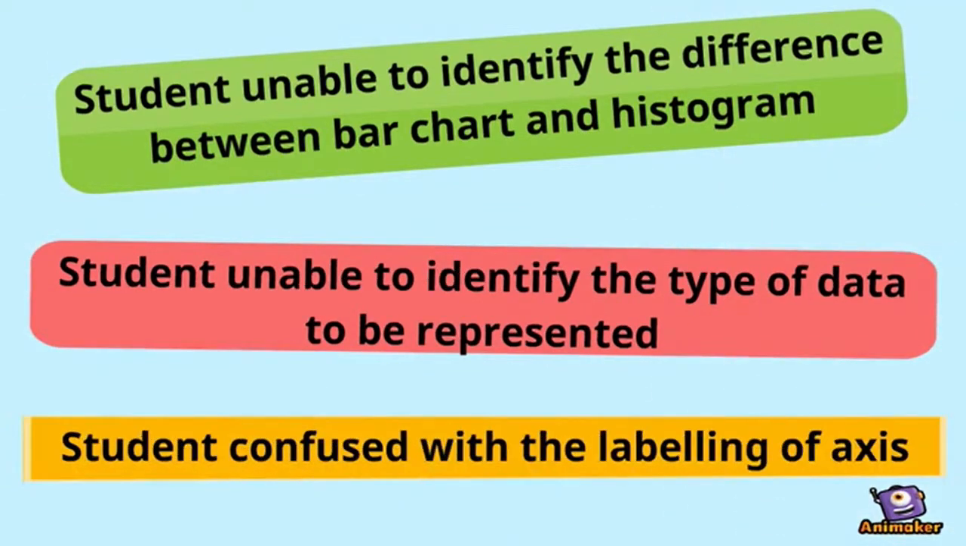Lastly, students are confused about the labeling of the axes as they do not understand the question given to them. To solve all the misconceptions mentioned, more explanation, examples and exercises need to be done.